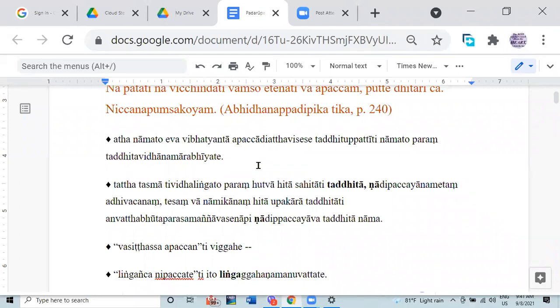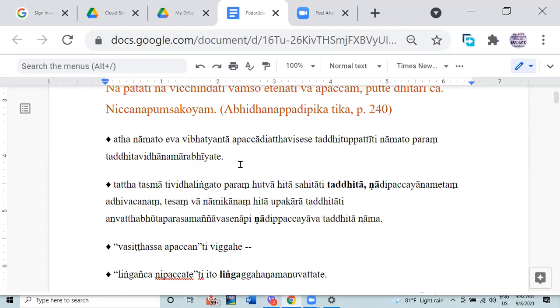Namado ewa vipadyanta. Vipadyanta modifies namado. So vipadyanta is an adjective, but it comes after namado, which is the modified noun. Vipadyanta, you know the meaning, right? So namado ewa: after nouns only, only nouns with vipadis, which have case endings. So after only nouns which have case endings.